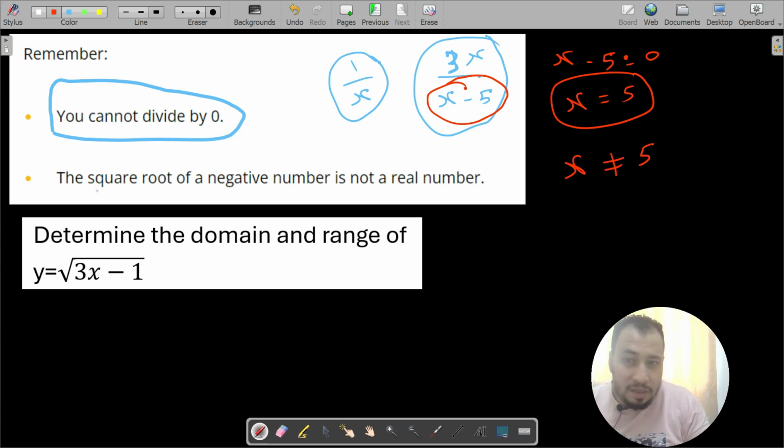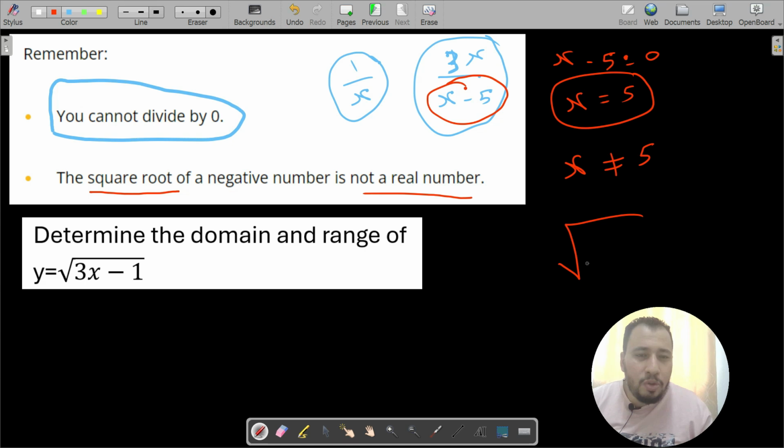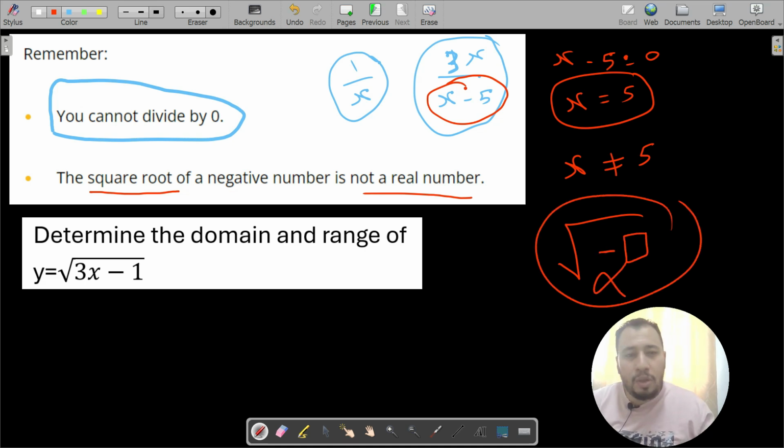Also, you have to know that the square root of a negative number is not a real number. In other words, you can't get the square root of a negative quantity. This is not acceptable. This is not a real number. Which means what? Which means whatever is below the root must be greater than or equal to 0. This is what that means. So again, whatever is below the root here must be greater than or equal to what? 0. And we will use it to get the value of x.